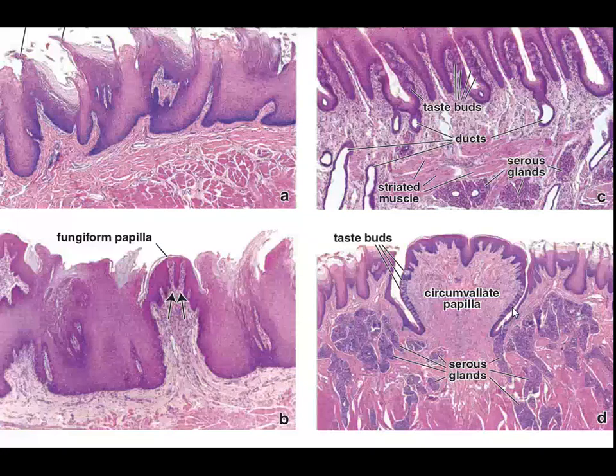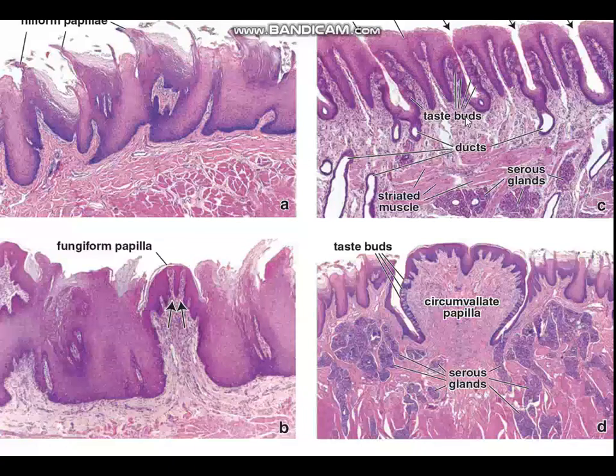And this base is pierced by slender ducts of the von Ebner's glands. Pay attention to the serous glands here. They are the von Ebner's glands. They are also a type of minor salivary gland, and their ducts open into this groove around the circumvallate papilla. The epithelial lining of the groove and the side of this papilla have taste buds.